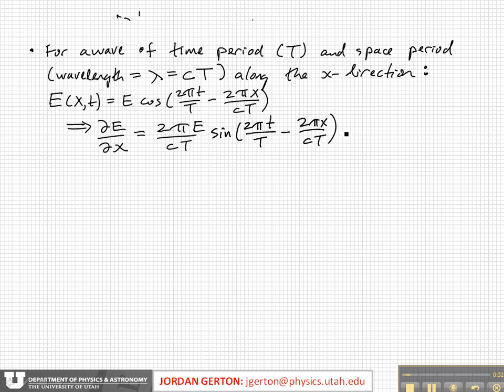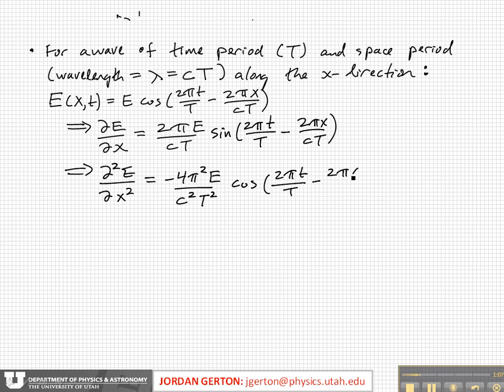Okay, and so now we can take the second derivative, just take the derivative of what we just wrote. Okay, and this is equal to minus 4 pi squared over c squared t squared. I hope I'm getting all the algebra right. And now we have a cosine, back to a cosine of the same argument.